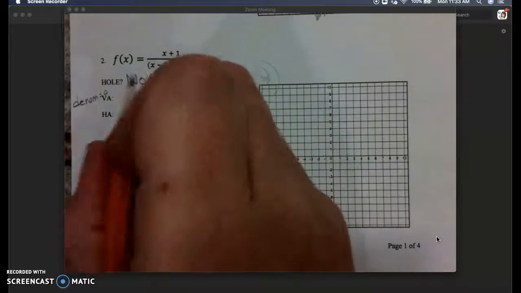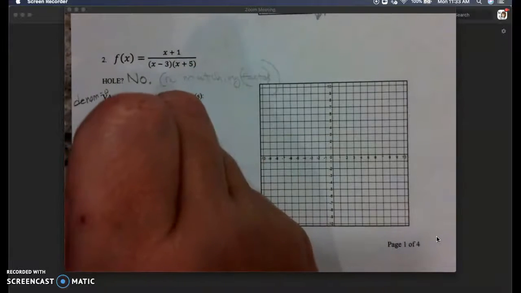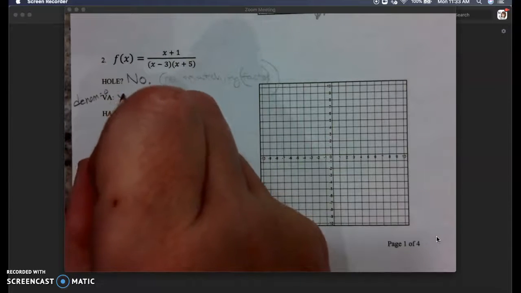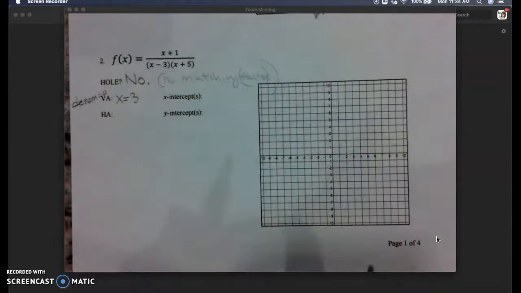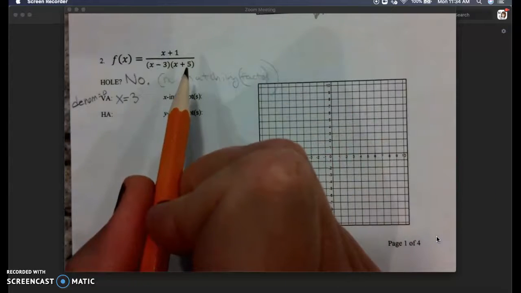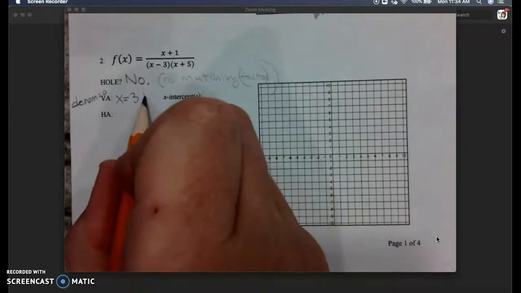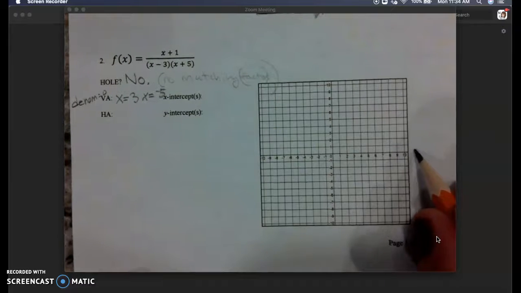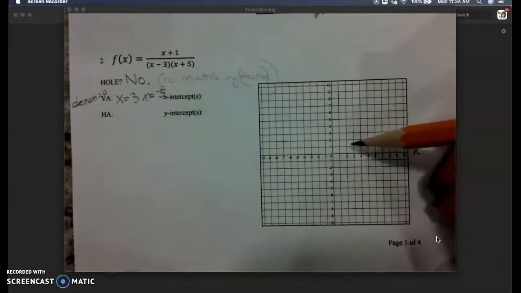Okay, so if I take my vertical asymptote equal to 0, this has x minus 3, so it'll be x equals positive 3. This says x plus 5, so it'll be x equals negative 5. So I go to x, I go to 3.